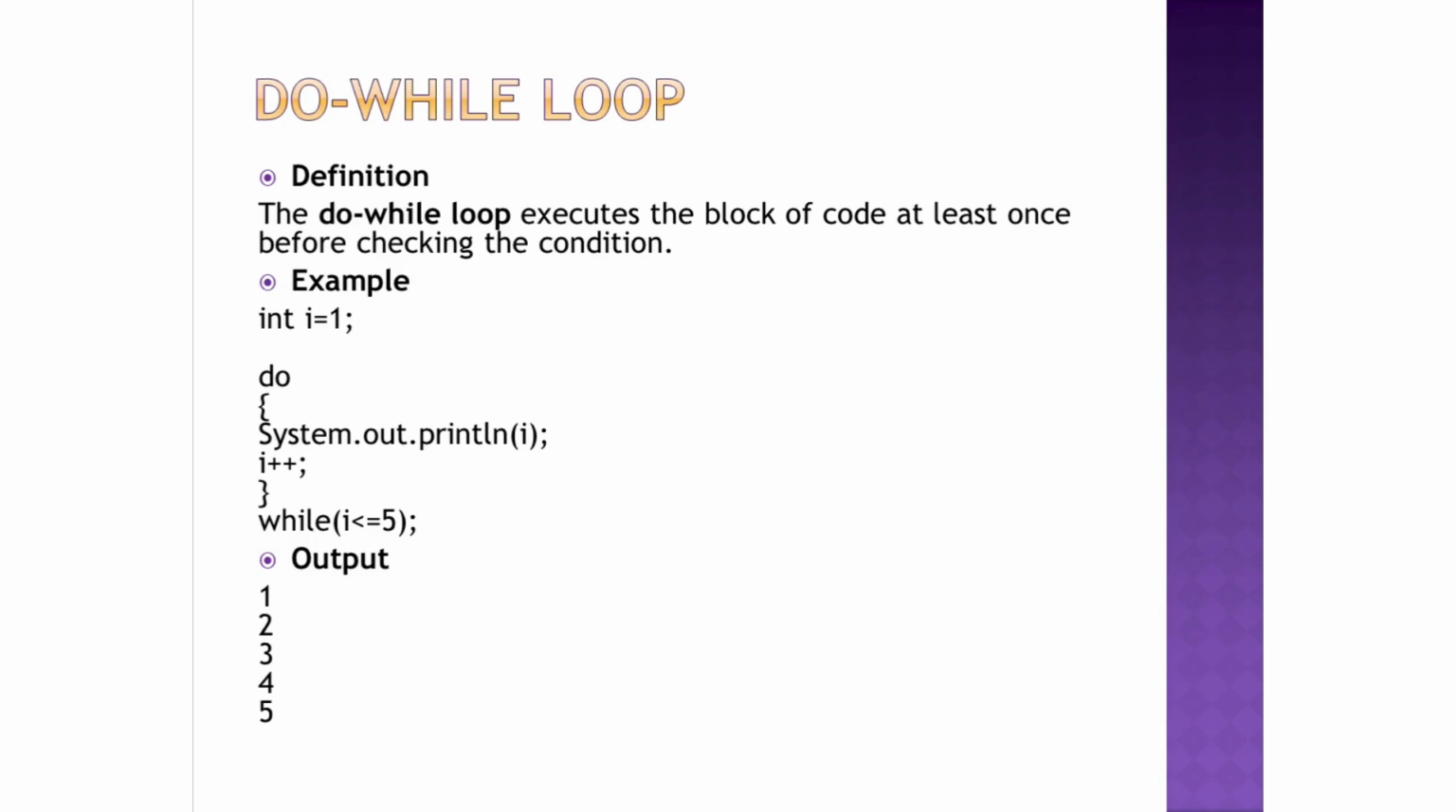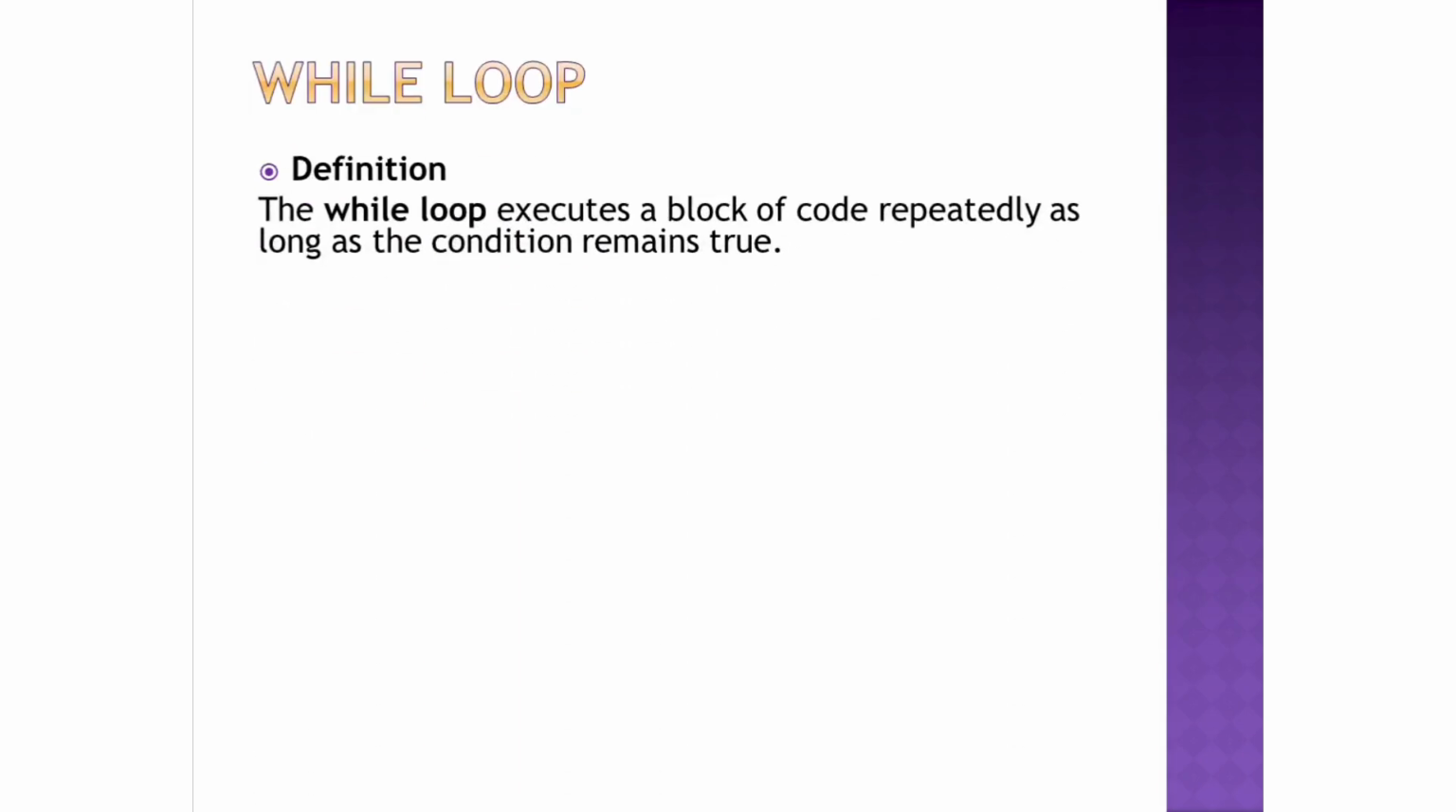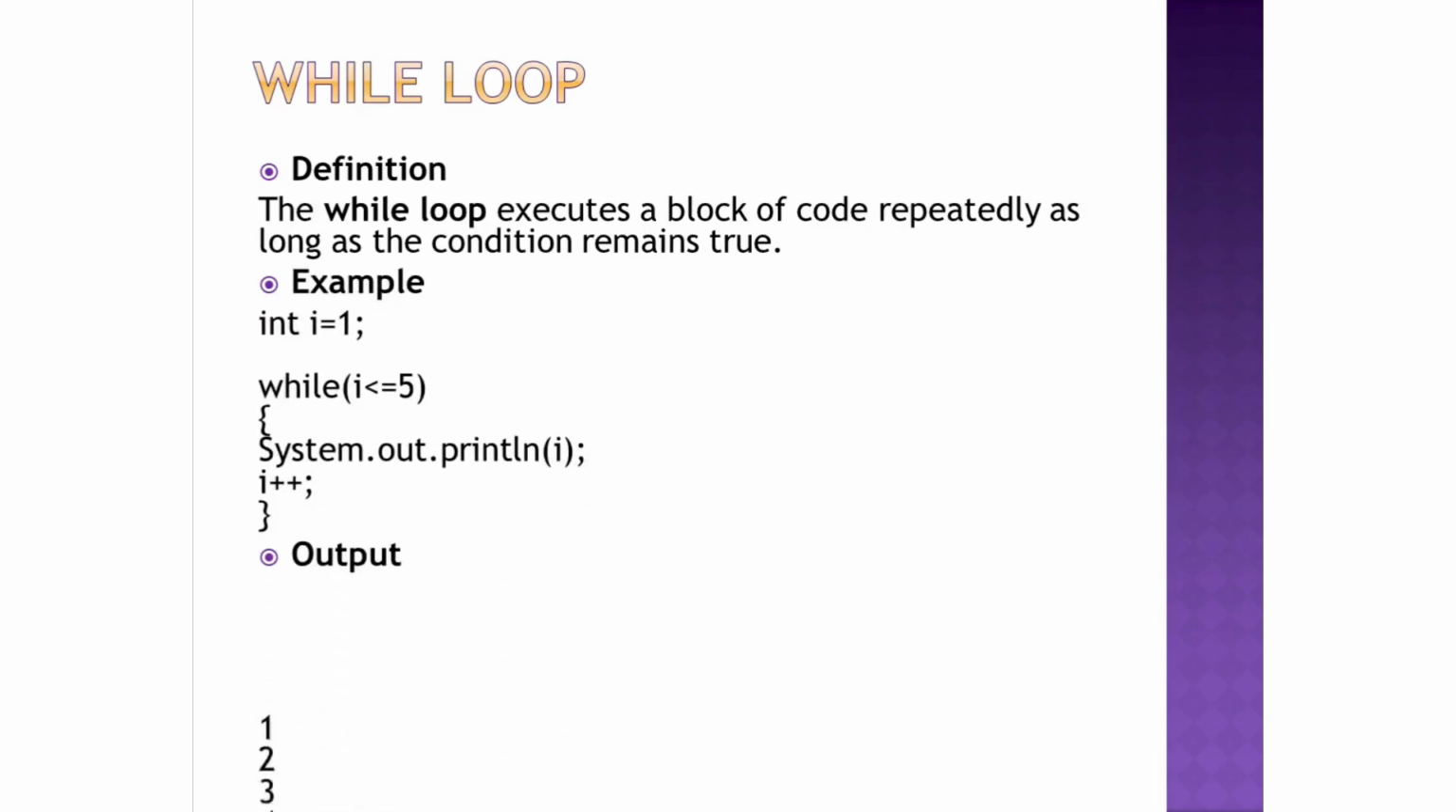Next one is the while loop. Unlike the do while loop, the while loop checks the condition first. If the condition is true, only then will the loop execute. In this example, the variable i is initialized to 1. The condition checks whether i is less than or equal to 5.